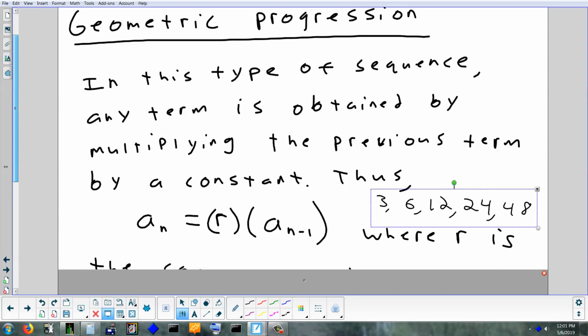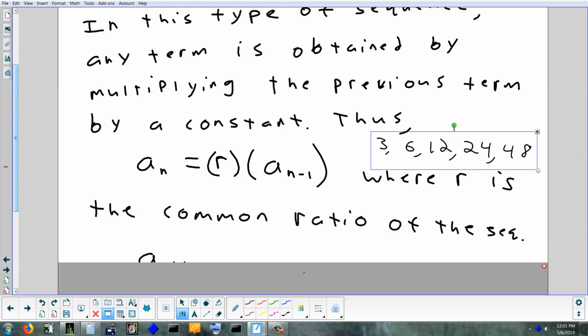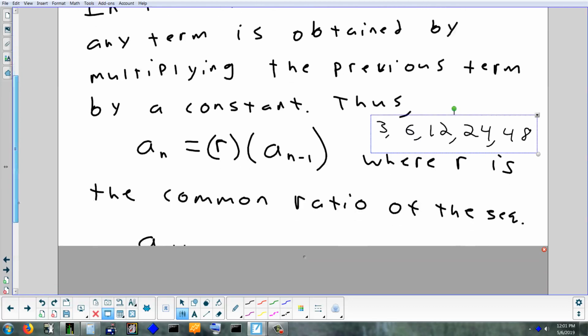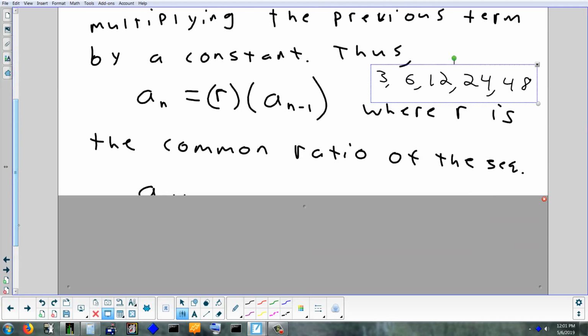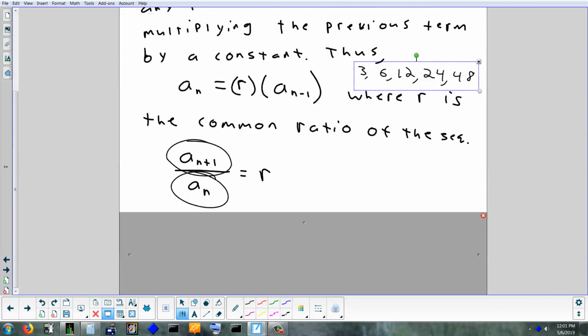If you look at 48 divided by 24, what do you get? 2. And if you take any term and divide by the one before it, you will get 2. When you divide two numbers, that's a ratio. So r here is called the common ratio. And it's found by taking a term and dividing by the one before it. That's what I just said. Take a term, divide by the one before it. That's your common ratio.